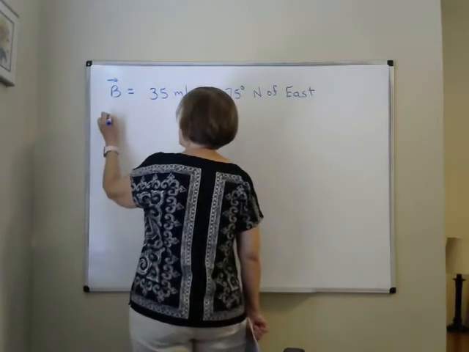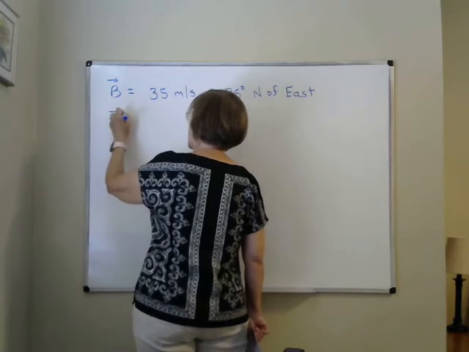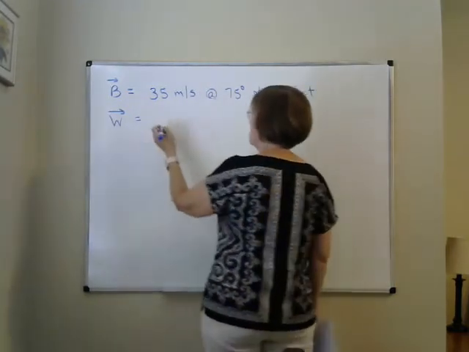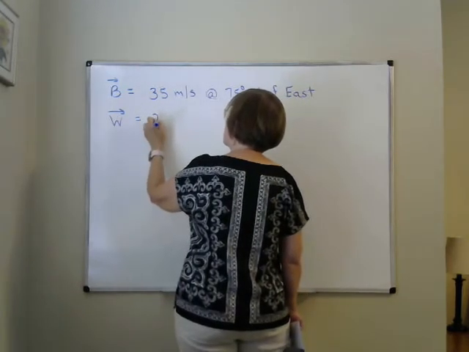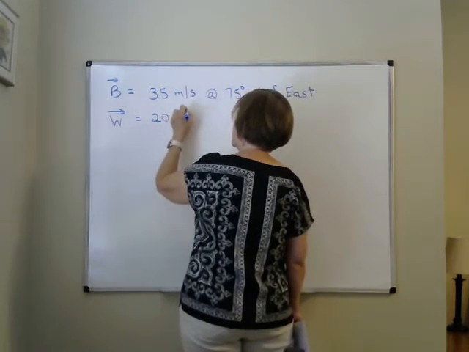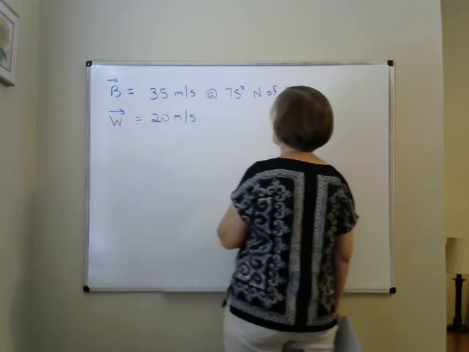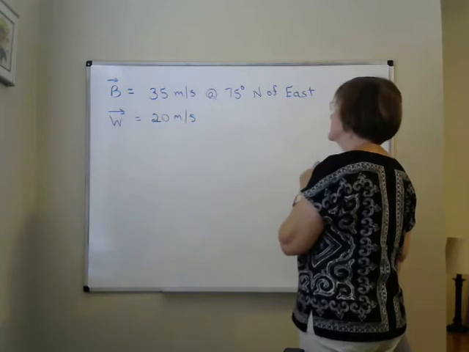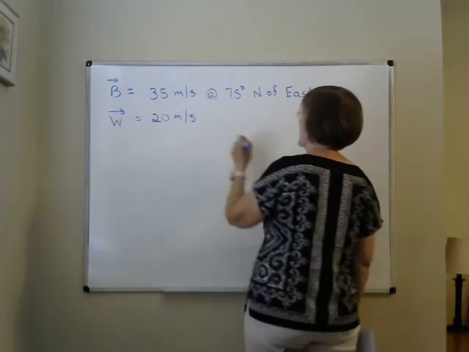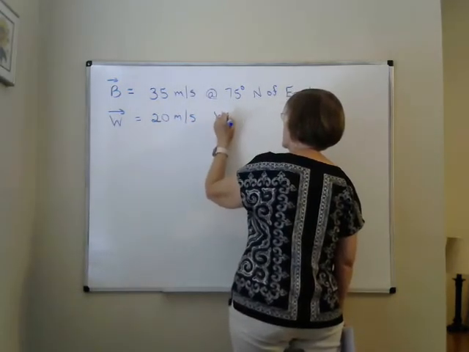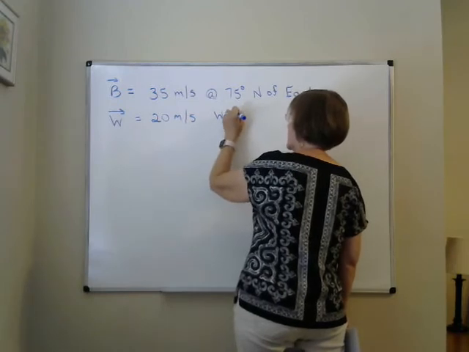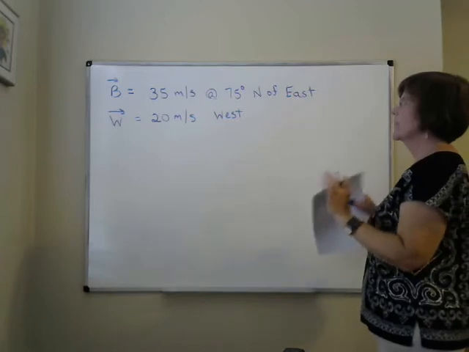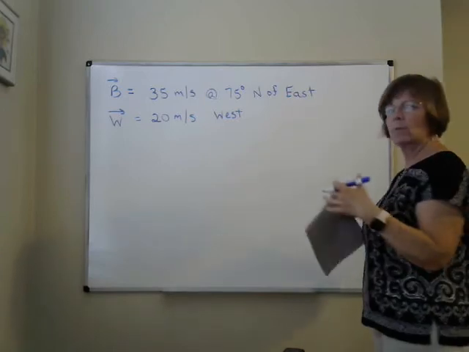And the wind, which I'm going to call vector W, is 20 meters per second west. We're going to draw a picture just to have a feel for what this should look like, and then we're going to work the problem.